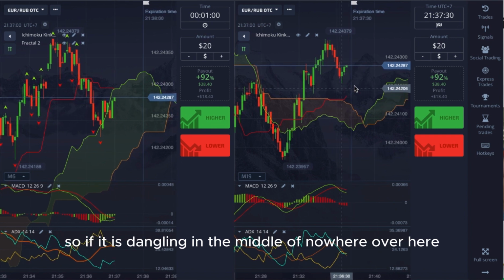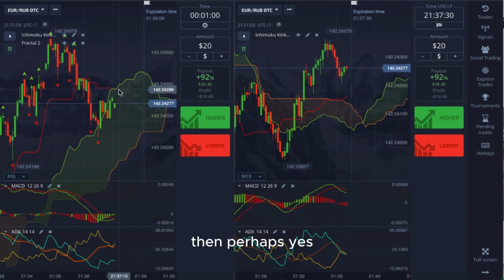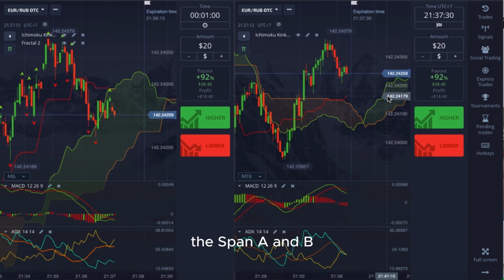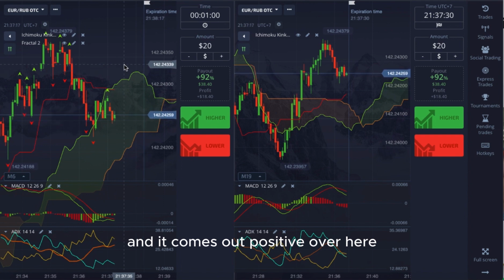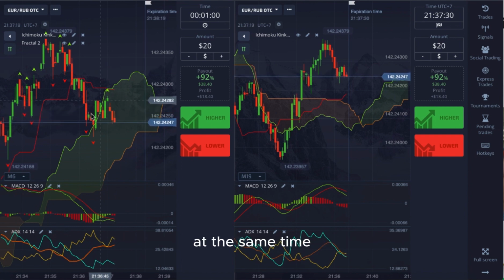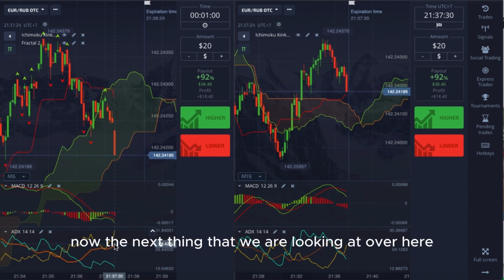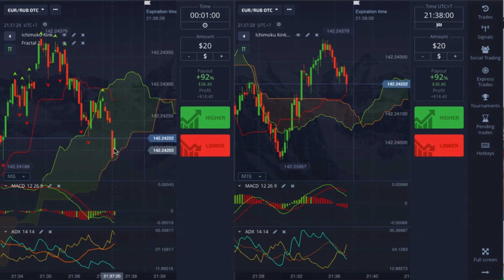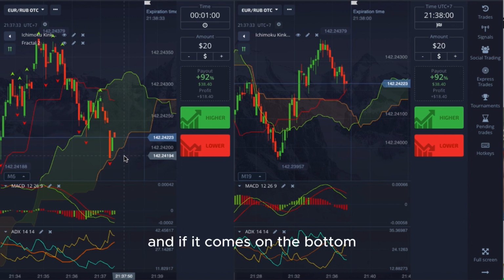So if it is dangling in the middle of nowhere over here, would we take a trade? Well, if the higher time frame supports this, then perhaps yes. This is still above the cloud, the span B. If there is green over here and it comes out positive over here, I can consider taking it. At the same time, I can also look at whether there is enough movement. The next thing we are looking at is that it seems as though it's going to break out from the bottom. If it comes out the bottom, what's that going to mean?